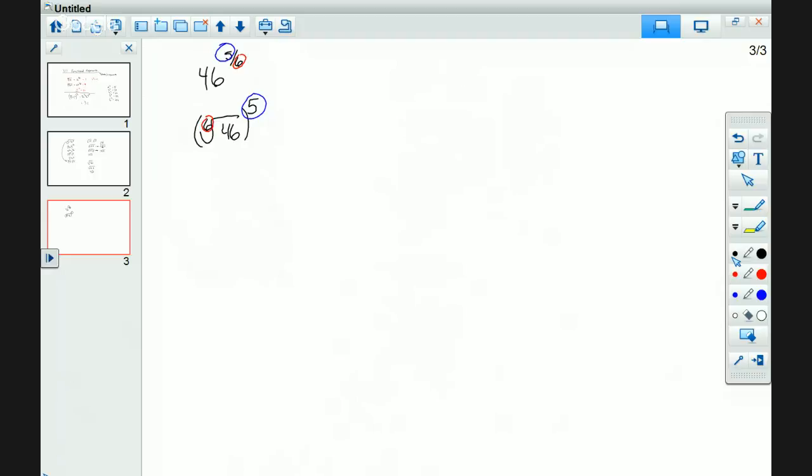Is there another way I can write that? Sixth root of 46 to the 5th is acceptable as well. Sometimes one or the other is going to be easier for you to use to simplify or evaluate one of these expressions.